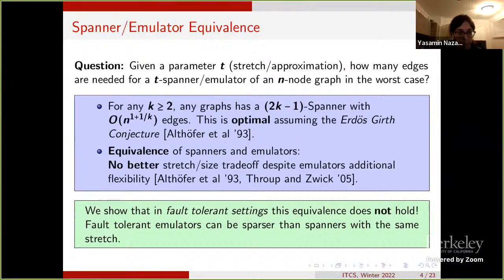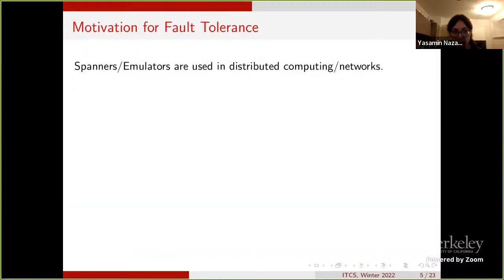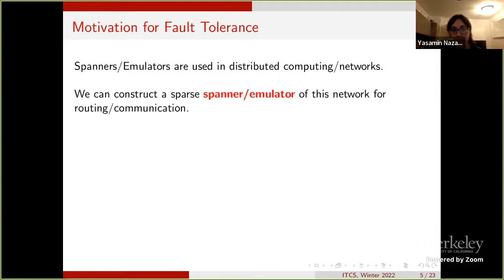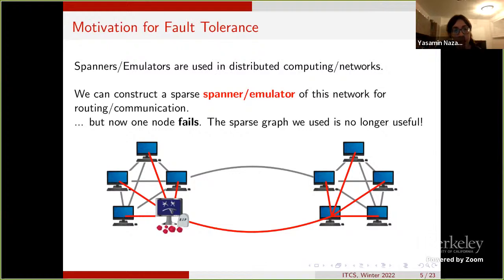And before I get into that, let me tell you what I mean by fault tolerance. So spanners and emulators are generally used for distributed computing and networks. Their application is usually in routing and communication. We want a sparse subgraph that we can use for routing. But of course, in networks, nodes can fail. So for example, here, let's say we have this red spanner with these red edges, and then one node fails. So this spanner is no longer useful for us.